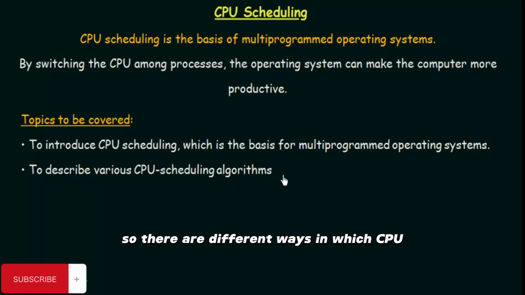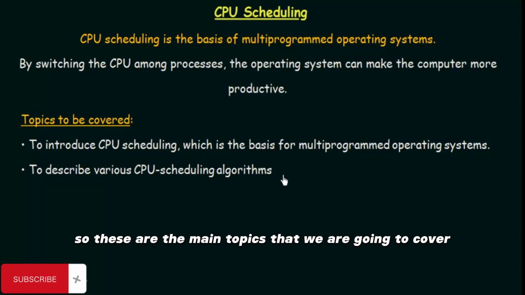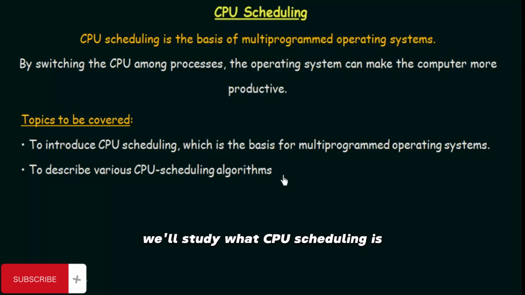There are different ways in which CPU scheduling can be done. So we will see the various algorithms that help in accomplishing CPU scheduling, and we will see how these algorithms differ from each other. We will also see which of these algorithms perform better in particular situations. So these are the main topics that we are going to cover. First of all, we'll study what CPU scheduling is. Then we'll look into the algorithms. These two topics are very important, and we will try to go into the details of these topics and make CPU scheduling very clear to all of us.